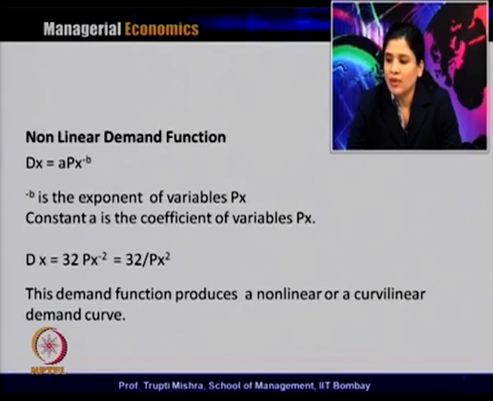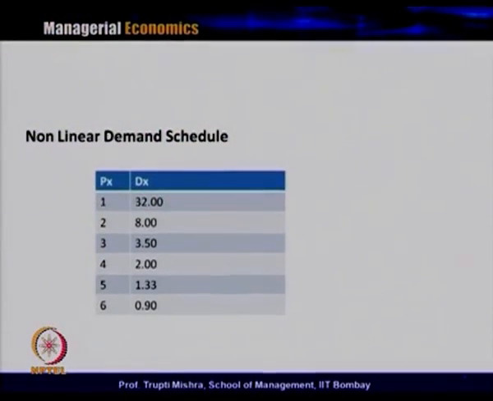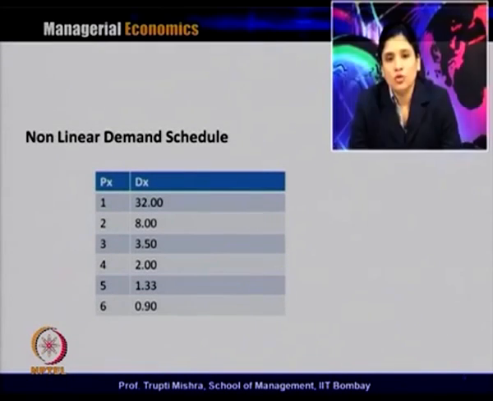So in this case, the demand function produces a nonlinear or curvilinear demand curve. It means it is not a straight line. The change in the dependent variable is not constant throughout whenever there is a change in the price. So this is an example of a nonlinear demand schedule, showing how it changes when there is a change in the price. When price is 1, quantity demanded is 32, price is 2, quantity demanded is 8, price is 3, quantity demanded is 3.5.